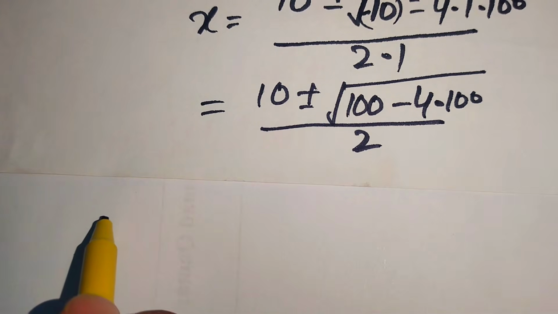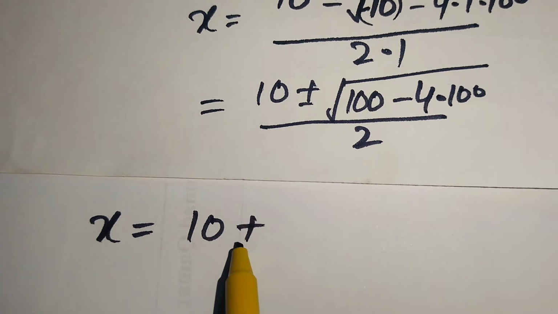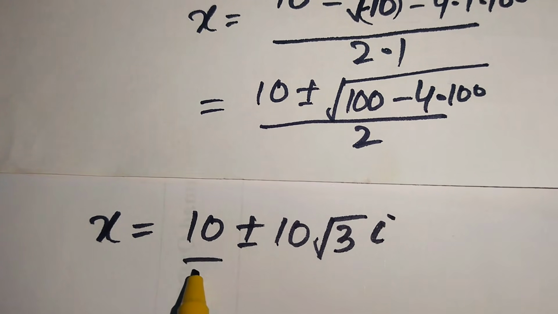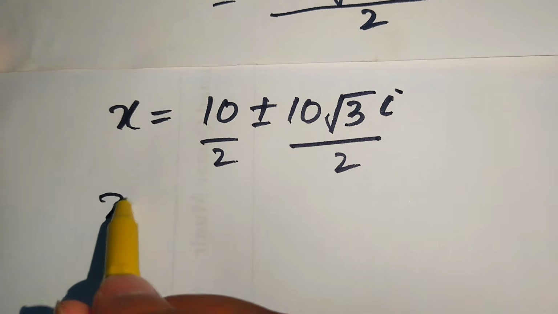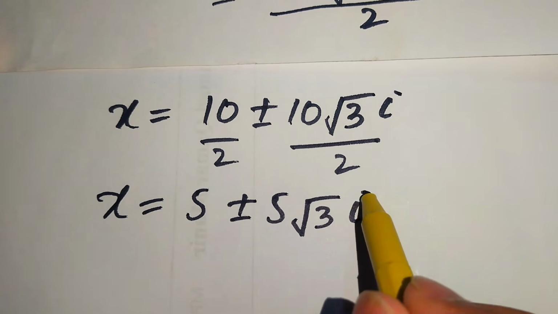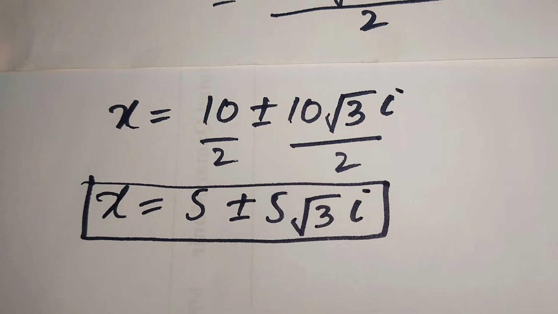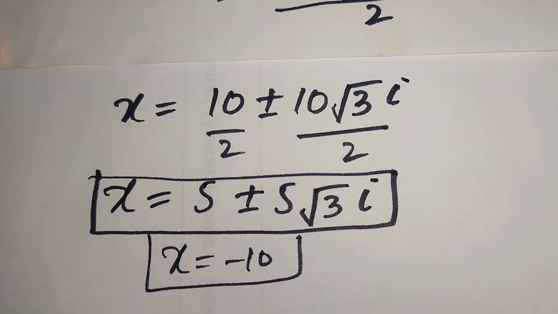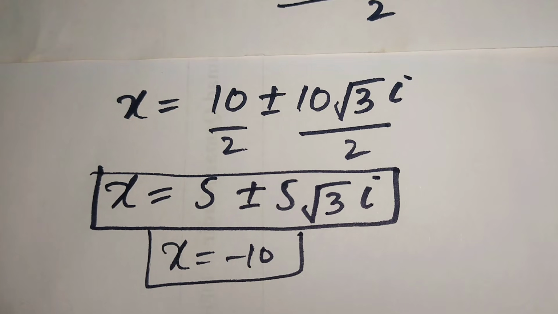After a little bit of simplification we get x = (10 ± 10√3 iota), with both of these terms divided by 2. So finally we get x = 5 ± 5√3 iota. These are the other two complex roots of the given equation which we get from the second equation. So from the second equation we get these three roots, and from the first equation we also get three roots. These are the total 6 roots of the given equation, and this is our final answer.